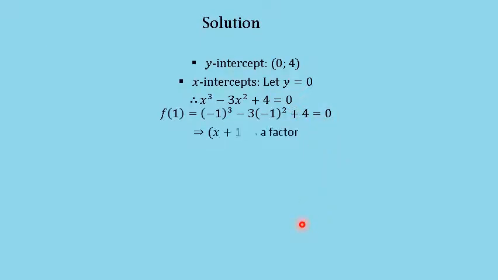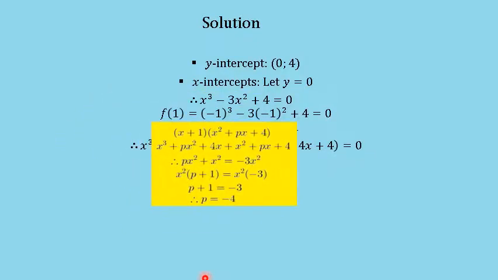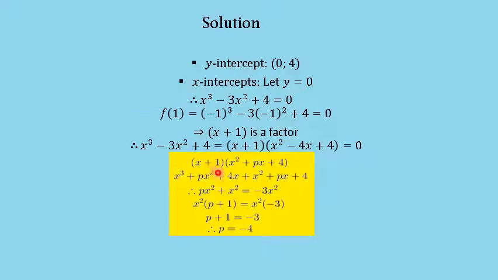Now what is the meaning of this? It means x + 1 is a factor. So we factorize this expression using the factor x + 1. So we're going to factorize it like this. Okay, I can see somebody is asking himself or herself, why or how did we factorize this? Okay, let me remind you. So we have our factor, which is x + 1. Therefore we say (x + 1)(x^2 + px + 4).